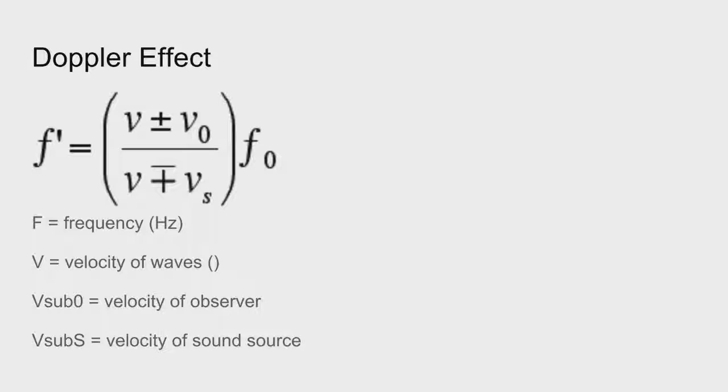So for the Doppler effect, we have an equation where the final frequency is equal to the velocity of waves plus or minus the velocity of an observer, divided by the velocity of the waves plus or minus the velocity of the sound source, times the initial frequency.